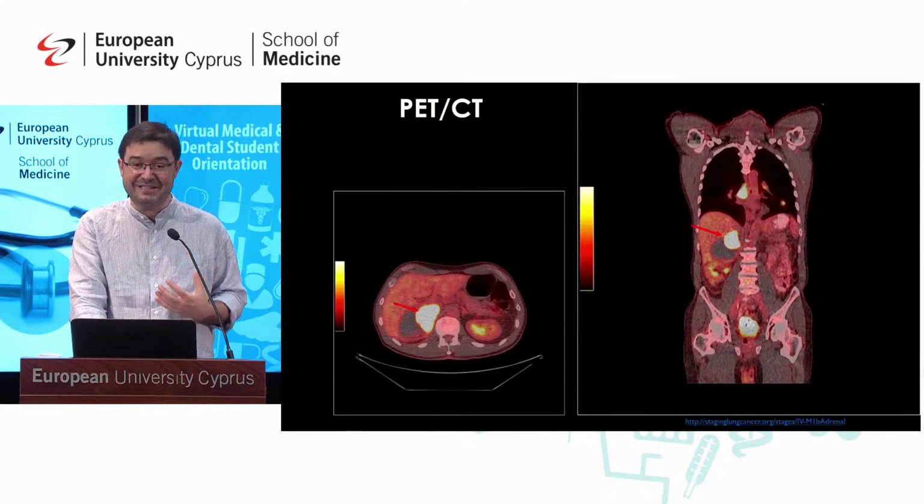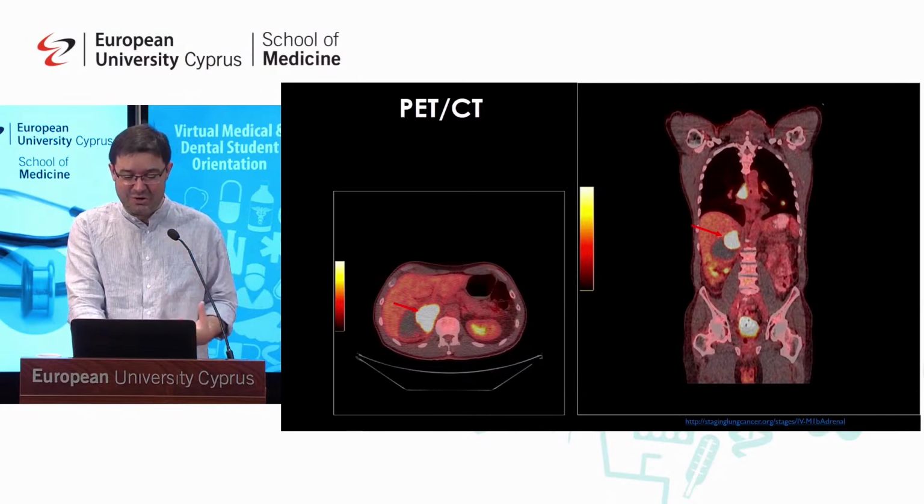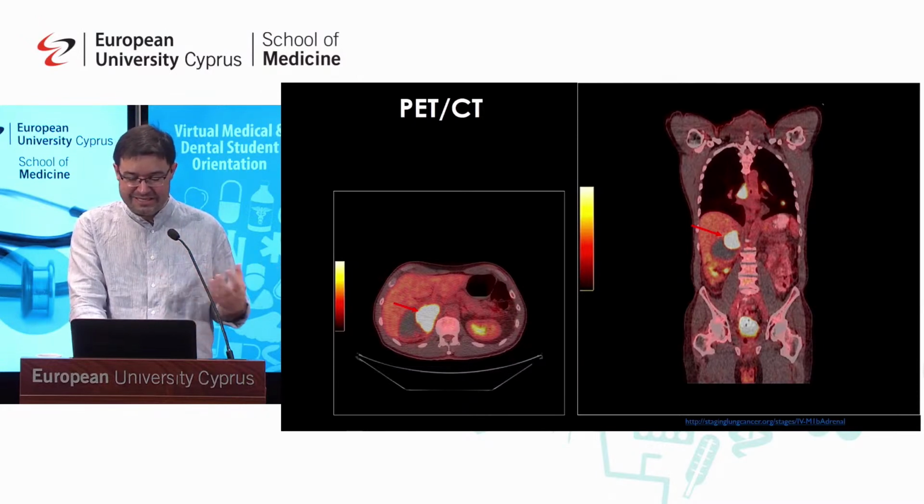Let's continue with this case. After 6 months, our patient came again to the hospital for her follow-up. She underwent an examination called PET-CT that you can see in the figure, and this examination detects areas of high metabolism. And cancer is a disease, in fact, characterized by increased metabolism. Unfortunately for our patient, this examination detected a new metastasis.